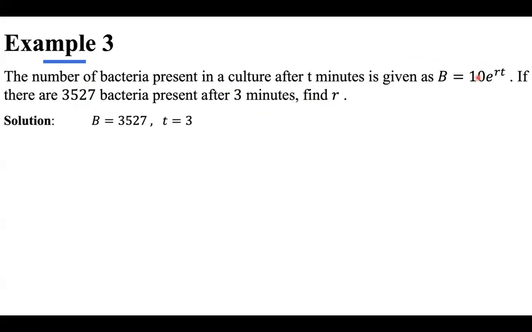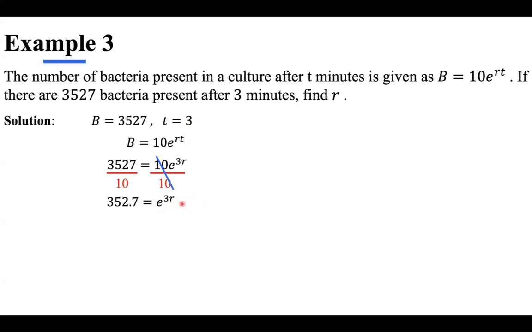So what we're going to do is use the number 3,527. That's the final amount after 3 minutes, to find our rate. Let's use the formula that we're given. B is the final amount after 3 minutes, right? t is 3. And the only unknown variable here is the r, right? In order to solve for that, we're going to isolate the exponential portion first. So that is, get rid of the 10 by dividing both sides by 10. You get 352.7 equals e to the 3r.